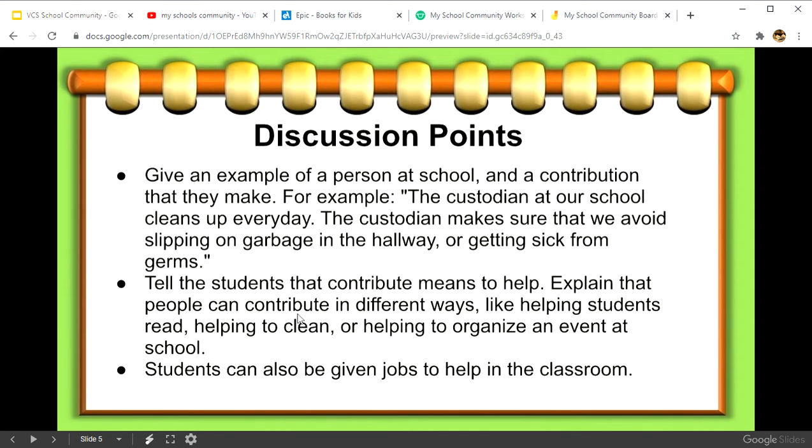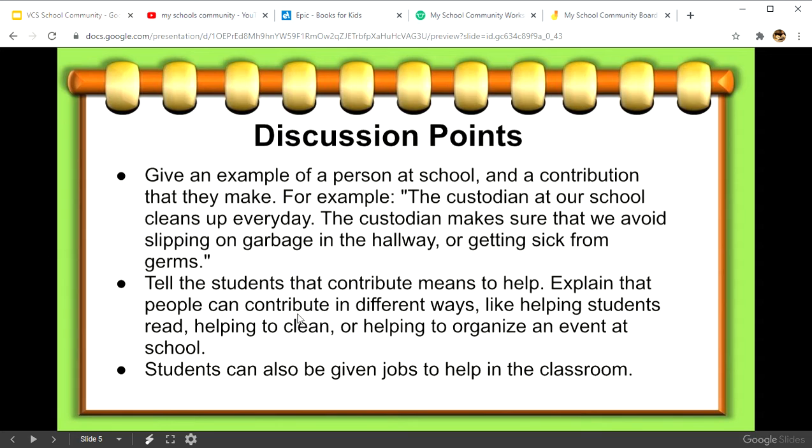You can give an example of a person at the school and a contribution that they make. For example, the custodian at our school cleans up every day. The custodian makes sure that we avoid slipping on garbage in the hallway or getting sick from germs.